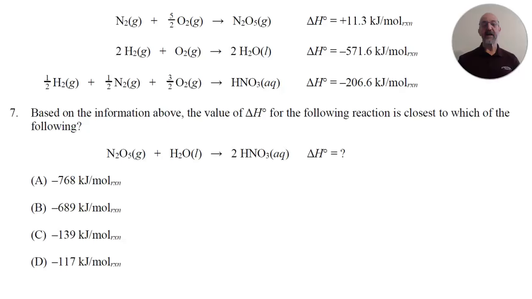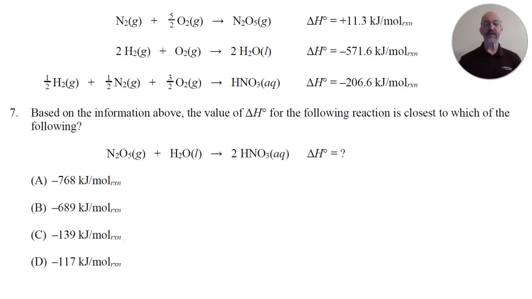Now let's move on to the practice for topic 6.9. This is question 7. In question 7, we are given 3 different balanced chemical equations. Each equation has a known value for the change in enthalpy, or the delta H. So I can see a delta H value of positive 11.3 for the first equation. I can see a delta H value of negative 571.6 for the second equation. And I can see a delta H value of negative 206.6 for the third equation. All of them have units of kilojoules per mole of reaction.